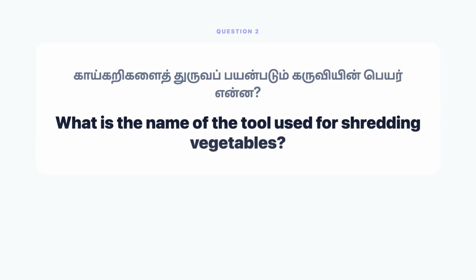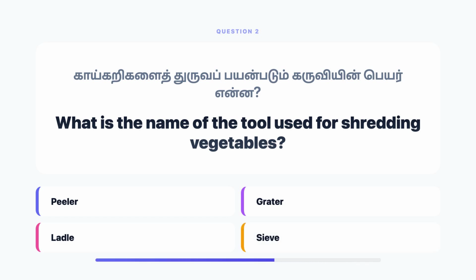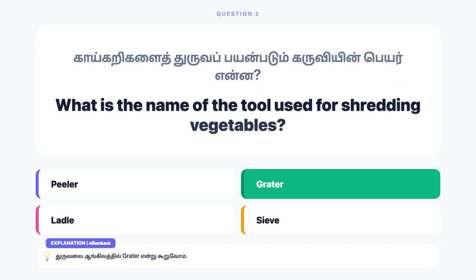What is the name of the tool used for shredding vegetables? Peeler, grater, ladle, sieve. And the correct answer is grater. Excellent. You got it right.